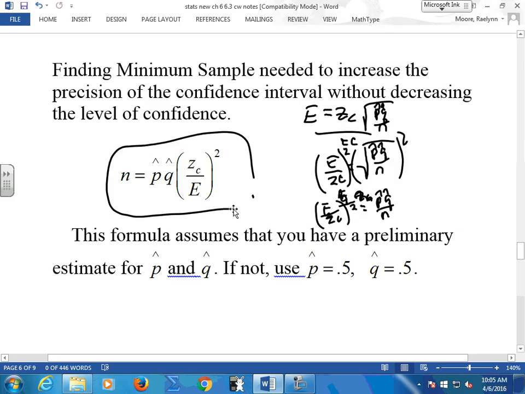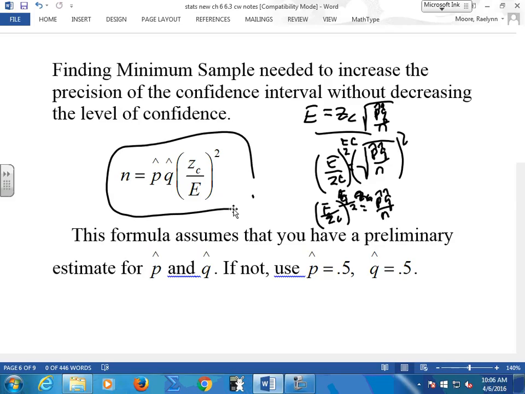Sometimes you don't have a preliminary estimate. Like polling is a great example. You don't know who's going to vote for Rubio, the lesser, or Cruz, because they've never run for president before, or any of the other ones except maybe Hillary. But you don't know what their p's and their q's are going to be. So if you don't have a proportion that was already established, we're going to use 0.5, 0.5. This is 50%, 50%. So we'll assume that half the people in the country will vote for Hillary, half the people in the country will not vote for Hillary. So that's how they establish this, if there's nothing to go by.